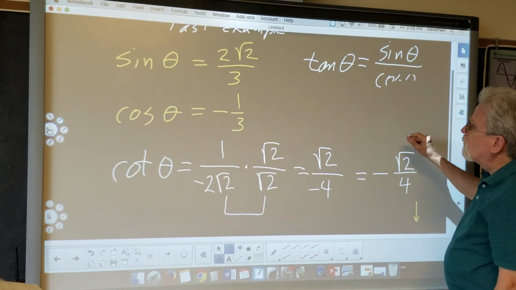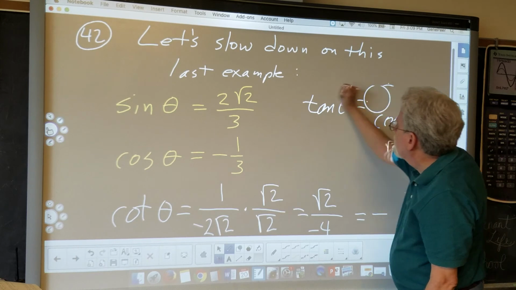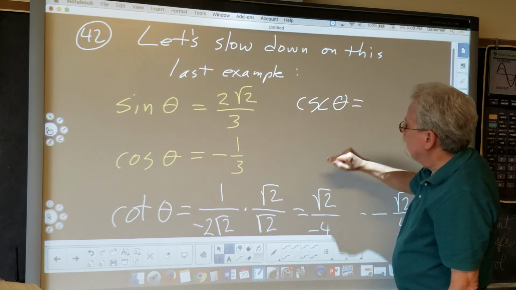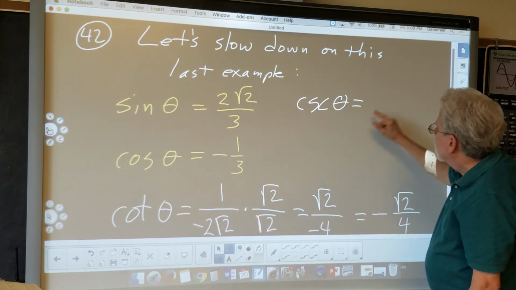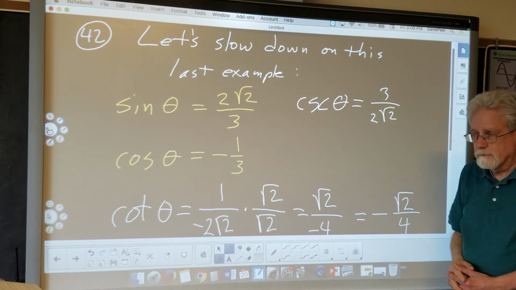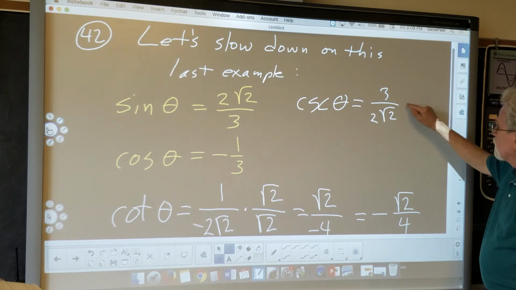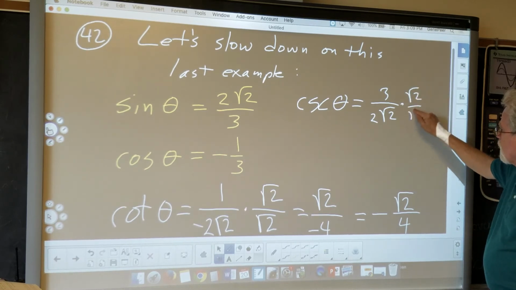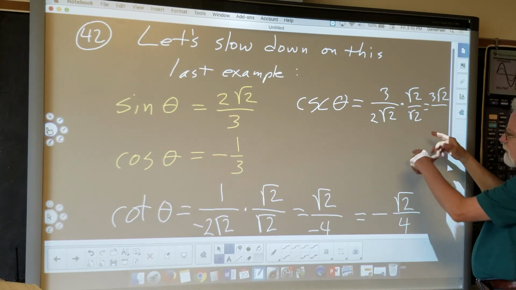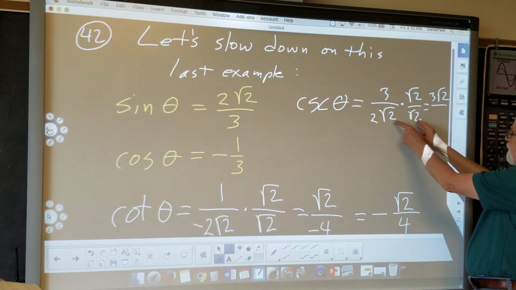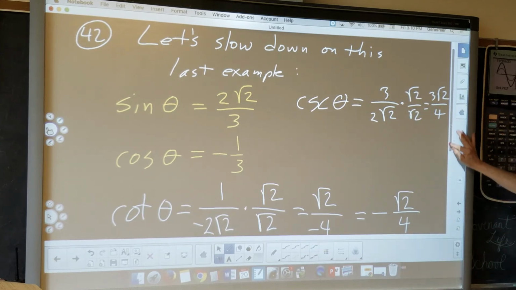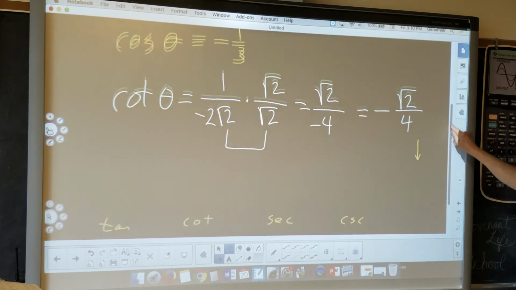Cosecant requires a little bit more work. Cosecant of theta is the reciprocal of sine, which means it is going to be 3 over 2 square root of 2, which is, well, let's multiply by square root of 2 over square root of 2, which gives us 3 square root of 2 over, what do we do with this? Hey, same thing we did down there. Square root of 2 times square root of 2 is 2. 2 times 2 is 4. We're done. 3 square root of 2 over 4.